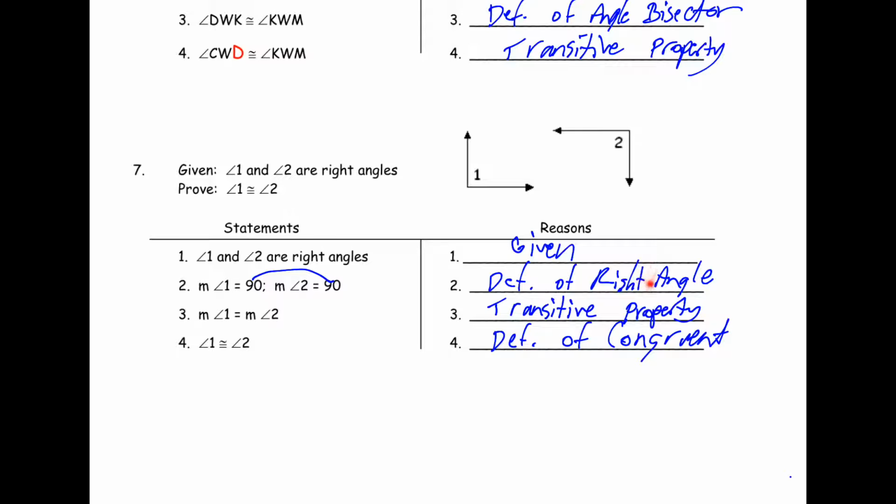For number 7, we start with some given information. We use the definition of what a right angle is to determine these have a measure of 90. Then since 1 and 2 are both equal to 90, they must be equal to each other by the transitive property, or I suppose you could use substitution.